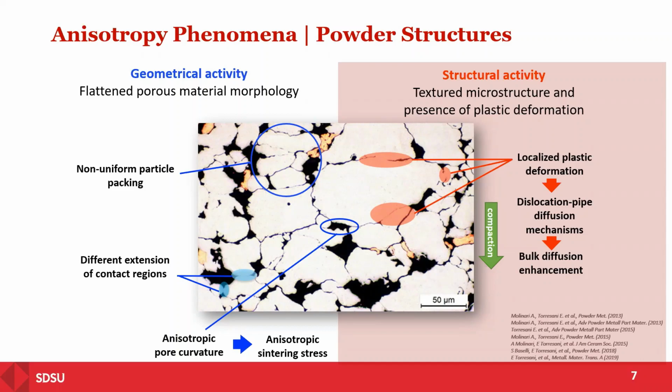The localized plastic deformation is also a transient effect, because when you sinter, you heat up and reach close to the sintering temperature. The defects that you have introduced, you have recrystallization, annihilation of defects, so it decreases. So you have to consider all these interconnected phenomena that have a varying impact at the beginning, but this difference of anisotropy develops at the beginning of the process, and afterwards it doesn't get recovered.